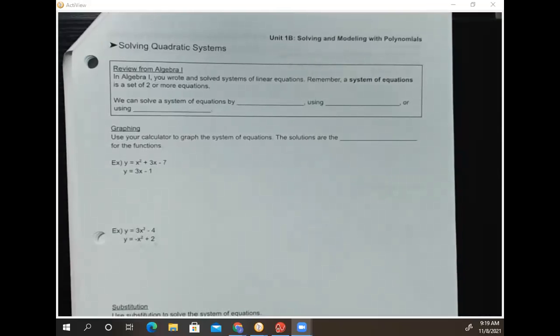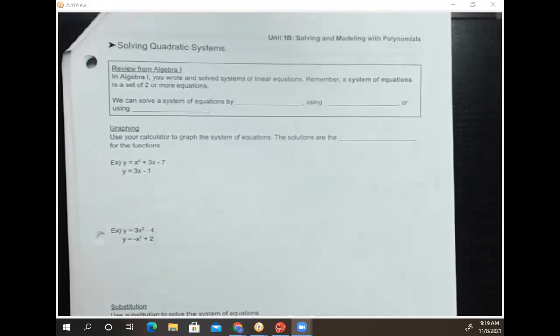The difference is that instead of using only linear equations, we're going to see quadratic equations in the mix for our systems. So in Algebra 1, that's the difference. In Algebra 1, it was 2 linear equations. In Algebra 2, we're going to see maybe a linear equation and a quadratic equation, maybe 2 quadratic equations, so we're sort of stepping it up in that way.